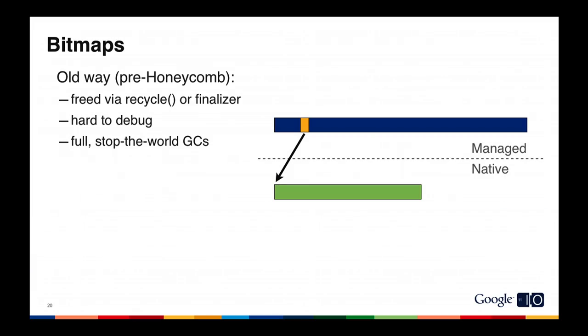This also made things harder to debug. If you were using standard memory analysis tools like the Eclipse Memory Analyzer, it couldn't actually see this native memory. You would see this tiny bitmap object, sure, but that doesn't tell you very much, right? You don't mind if you have a 10 by 10 bitmap, but if you have a 512 by 512 bitmap, it's a big difference. Finally, the other problem that we had with this approach was that it required full stop-the-world garbage collections in order to reclaim the backing memory, assuming that you didn't call recycle, that is.